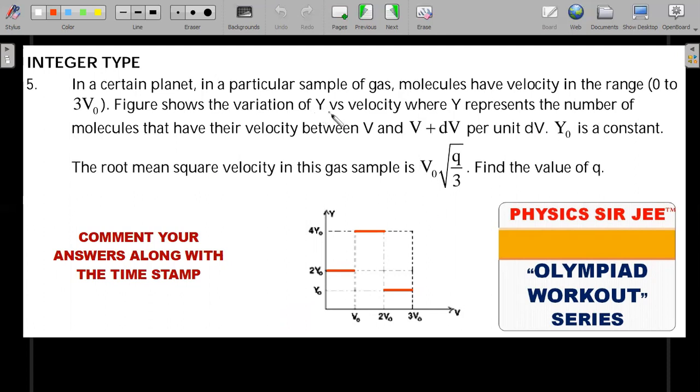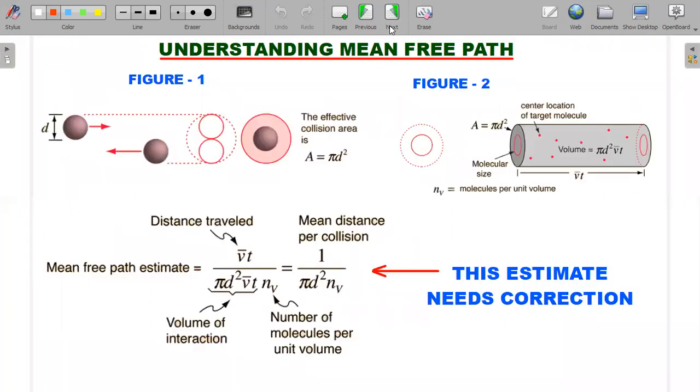Try to understand a new variation of y that he has given on the y-axis, and the x-axis is the usual velocity. The graph is discrete, as you could see. It goes constant and then rises up to another constant and falls down to another constant in this range. Again, he's asking what is the RMS for this kind of gas. Comment your answer below or wait for me to provide the solution.